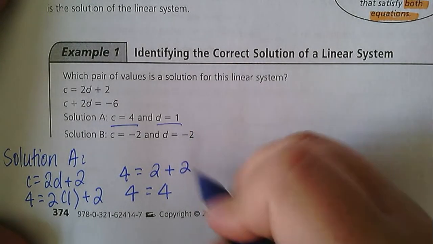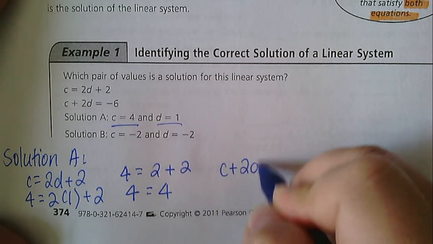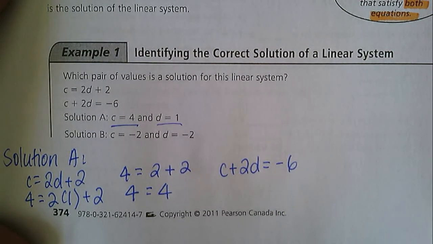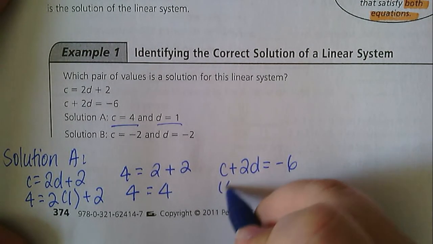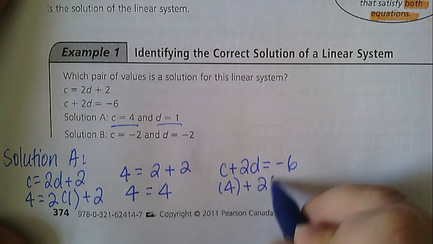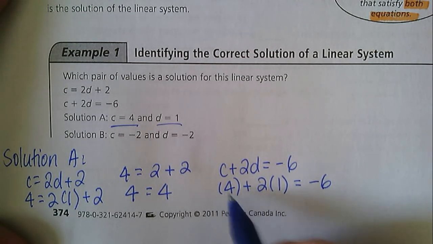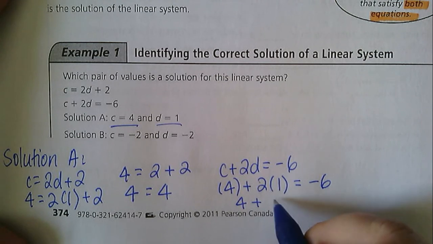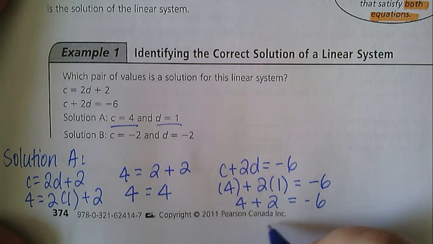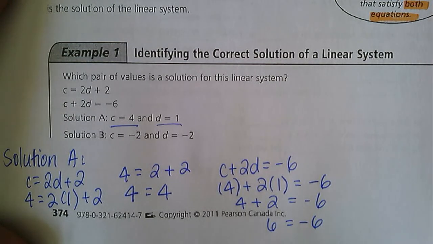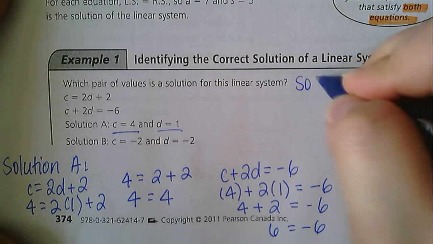Let's try the second equation. C plus 2D equals negative 6. So let's input our values there. C is going to be 4 plus 2 times D, which is 1, equals negative 6. So that's 4 plus 2 times 1 is 2. It's negative 6. So we end up with a positive 6 equals negative 6. Those sides are not equal. So this solution does not work because, remember, the left side and the right side have to be equal for both equations. So let's try solution B and see if that one will work any better.